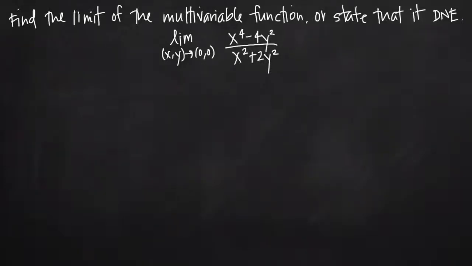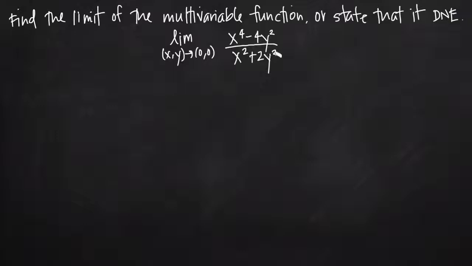Today we're going to be talking about how to find the limit of a multivariable function, or if the limit does not exist, to state that it does not exist. In this particular problem, we've been asked to find the limit as (x, y) approaches (0, 0) of this rational function, x to the fourth minus 4y squared, divided by the quantity x squared plus 2y squared.